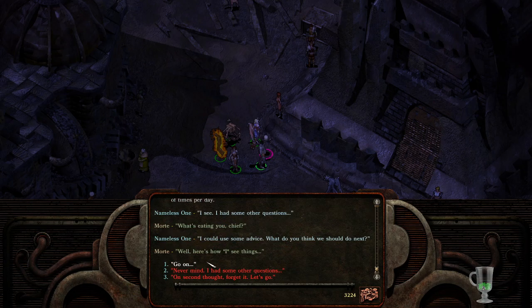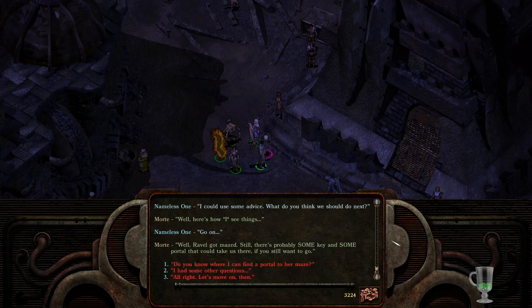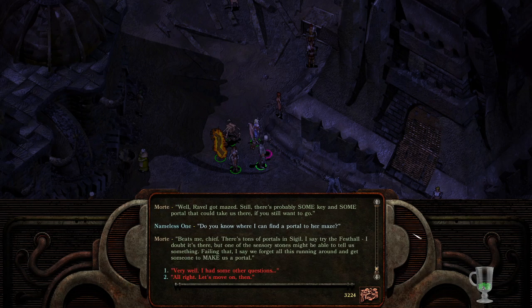What do you think we should do? Go on. Well, Ravel got maze. Still, there's probably some key and some portal that could take us there. Still want to go. Know where I could find a portal to her maze? Beats me, Chief. There's a ton of portals in Sigil. I say try the Festal. I doubt if it's there, but one of the sensory stones might be able to tell us something. Better than that, I say we forget all this running around and get someone to make us a portal. Make us a portal? Hello?